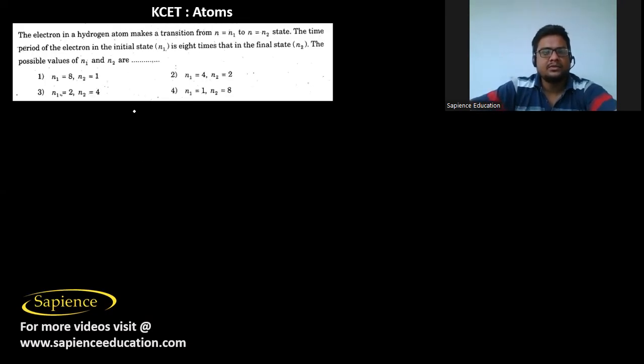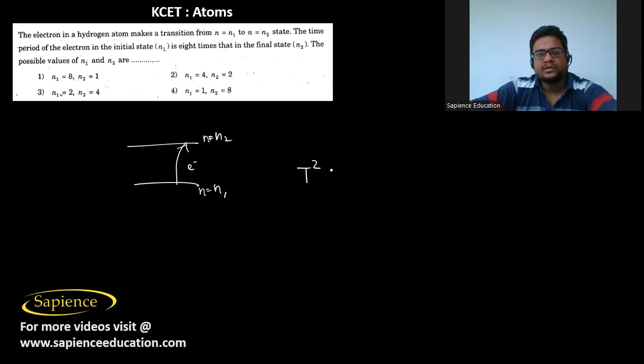Then here it is told that the electron in a hydrogen atom makes a transition from n is equal to n1 to n is equal to n2. The time period of the electron in the initial state is 8 times that of the final state.